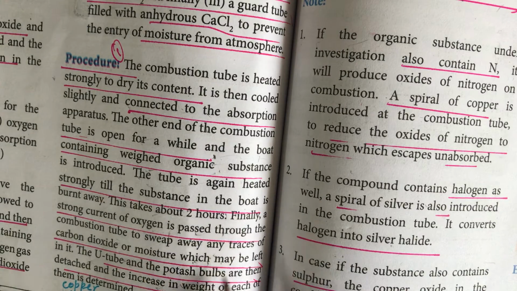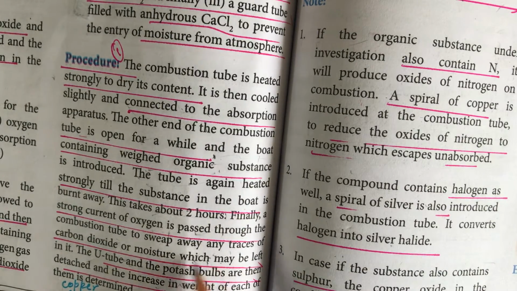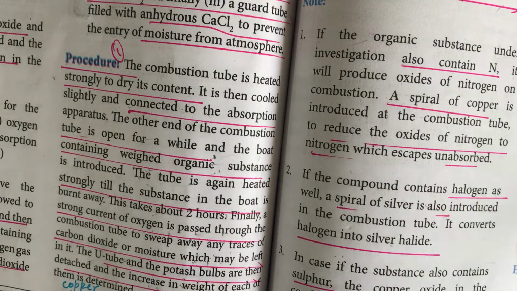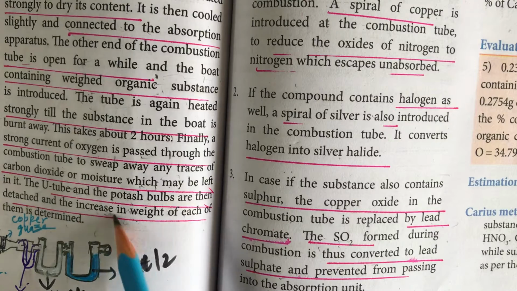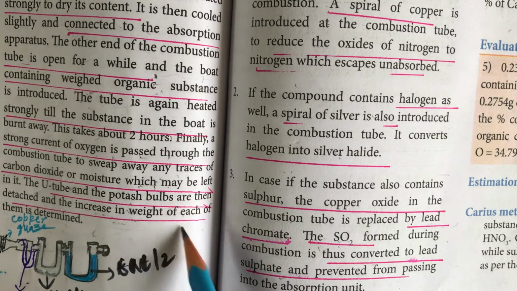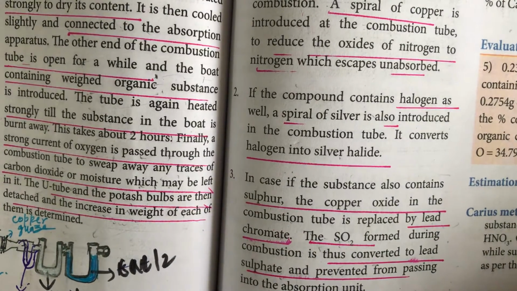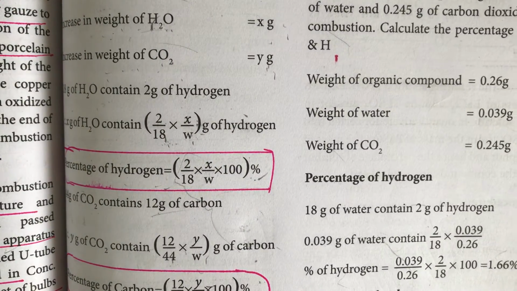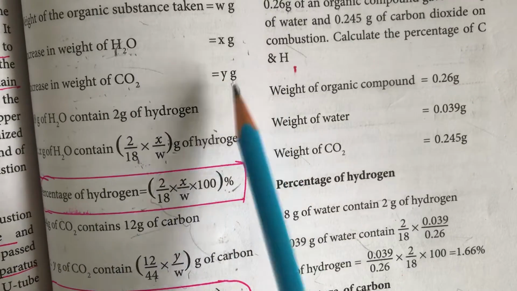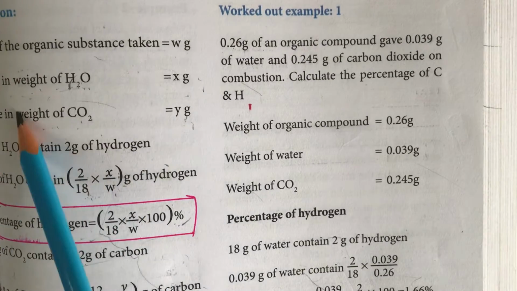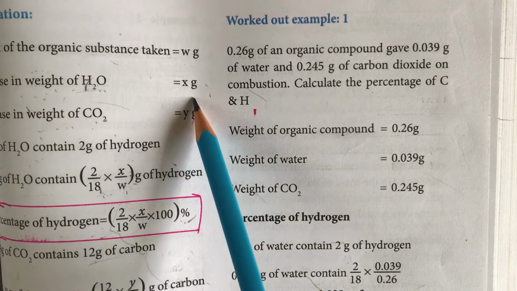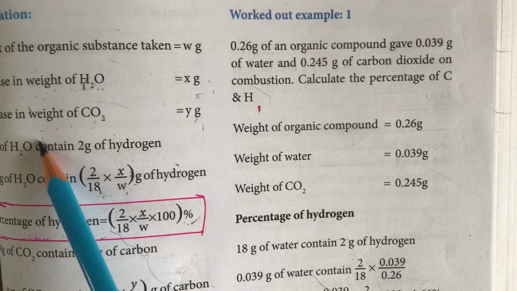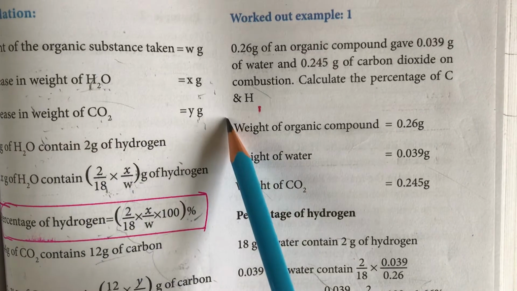Finally, a strong current of oxygen is passed to sweep away any trace of carbon monoxide or moisture present in the compartment. After that, at the end of the experiment, the U-tube and the potash bulbs are detached and the increase in weight of each of them is determined. That is the experimental part. Here the weight of the organic substance taken initially is W gram, the increase in weight of water, that is hydrogen estimated as water molecule, is X gram, and the increase in weight of carbon dioxide is Y gram.